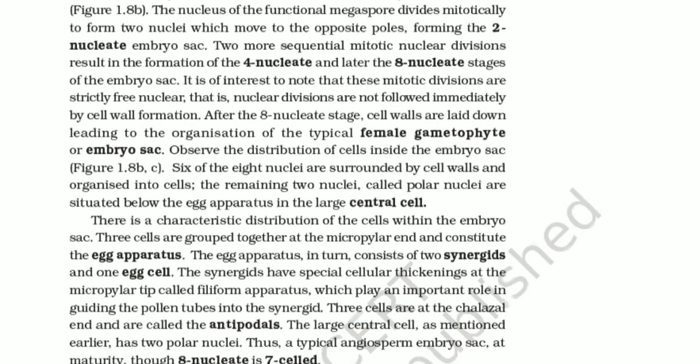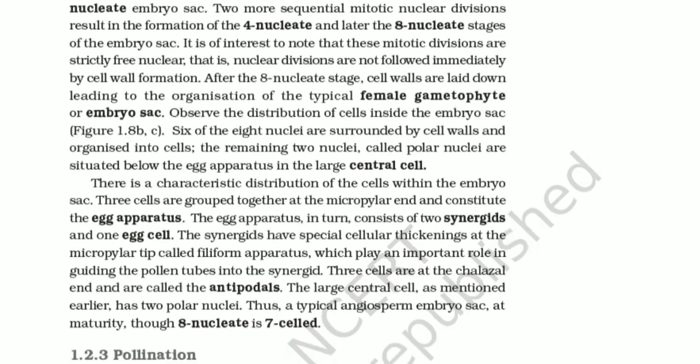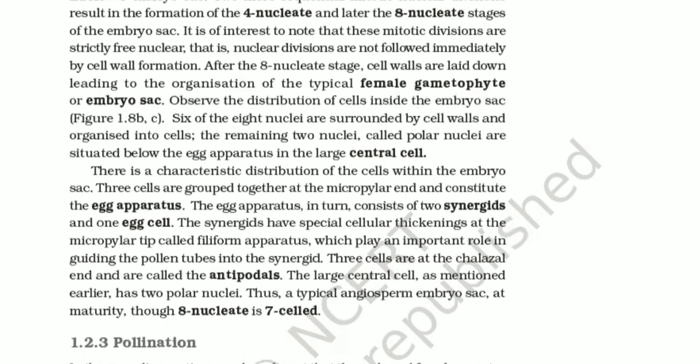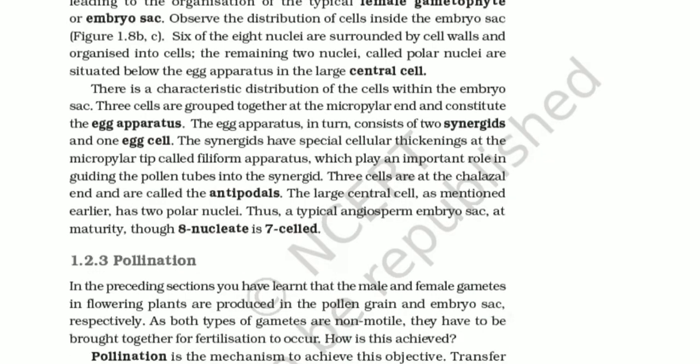Let us study about the formation of embryo sac in detail as shown in figure 1.8b. The nucleus of the functional megaspore divides mitotically to form two nuclei which move to opposite poles, forming the two nucleate embryo sac. Two more sequential mitotic nuclear divisions result in the formation of the 4 nucleate and later the 8 nucleate stages of the embryo sac. It is of interest to note that these mitotic divisions are strictly free nuclear. That is, nuclear divisions are not followed immediately by cell wall formation.